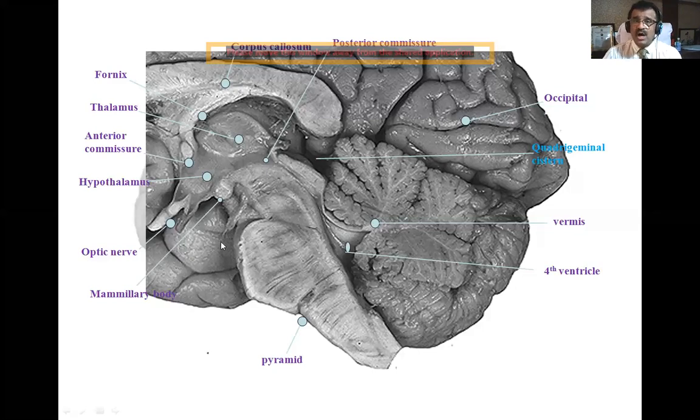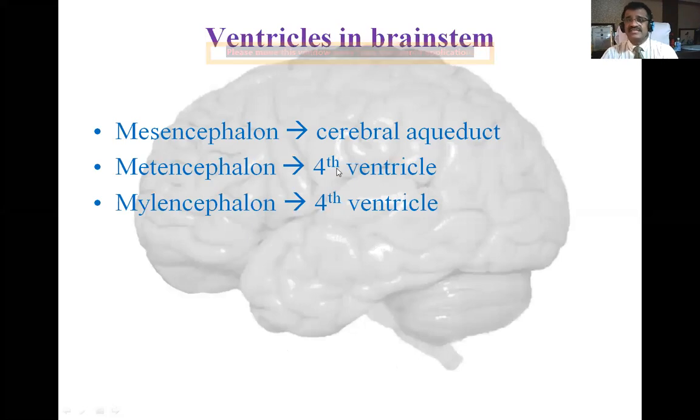Other structures around them, you can see the fourth ventricle here. You can see the vermis. Vermis is a connecting part between the two cerebellar hemispheres. You can see the cisterna magna. Cistern means pool of CSF. You can see the mammillary body here. You can see the optic nerve here. Behind the optic nerve, you can see the infundibular stalk. You can see the hypothalamus here, and you can see the third ventricle here. There are many of them. You can see different ventricles in the brainstem in this slide.